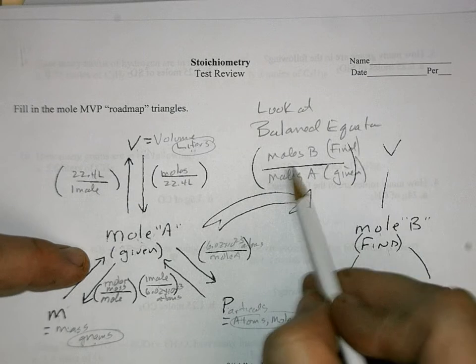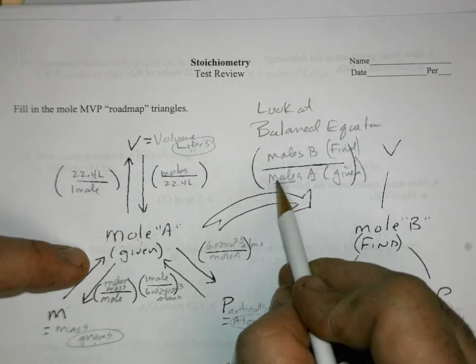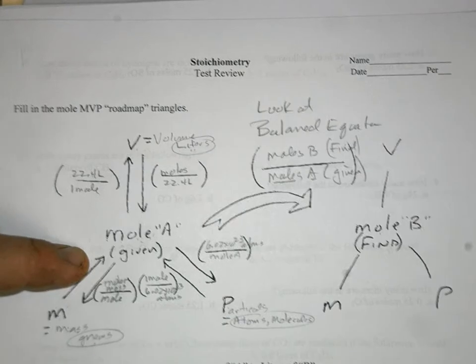And you should always, when you're setting these up, please write your units and whatever the compound is. Write the name, because that way you can cancel out. That's a great way to check yourself.